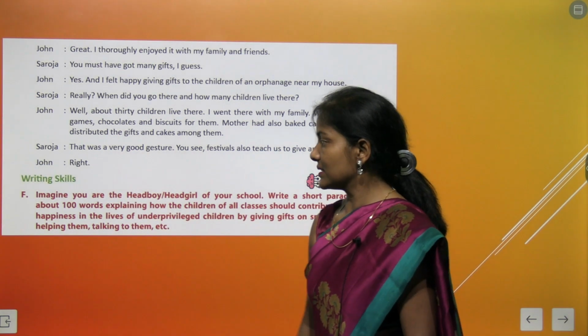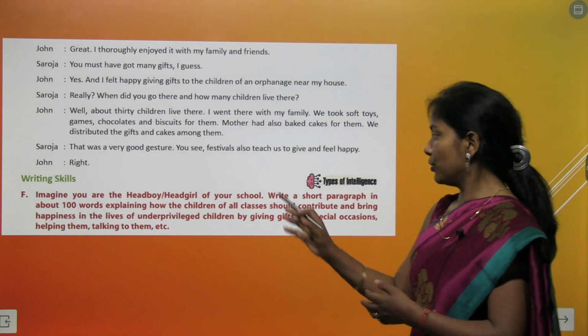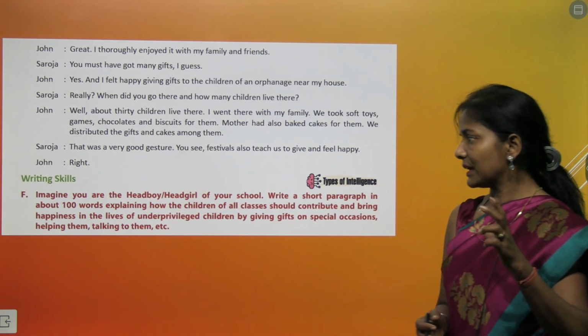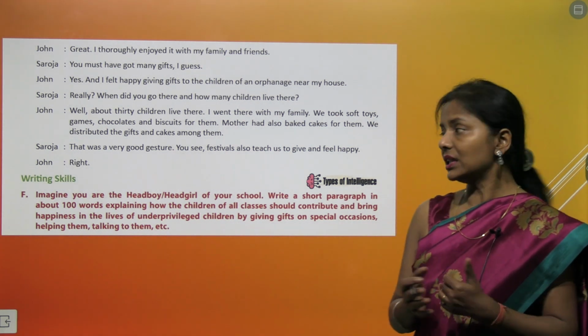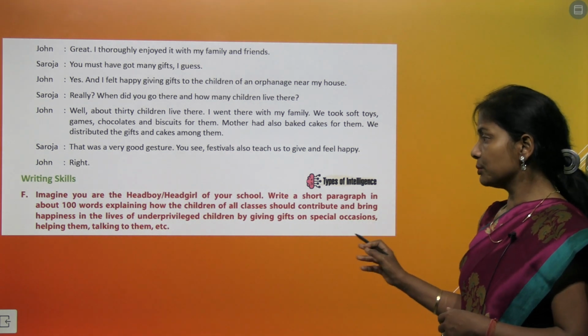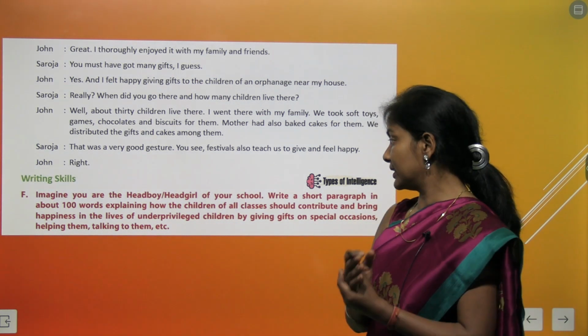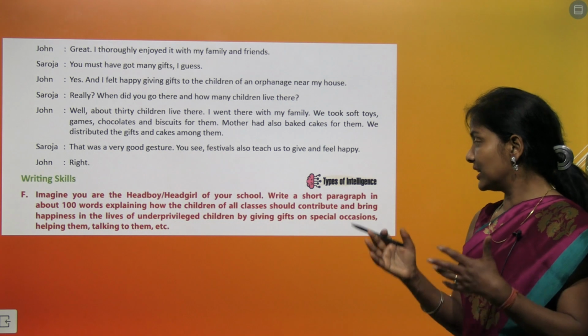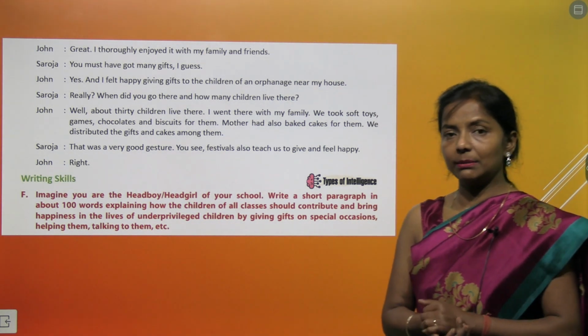Now the writing skills. Imagine you are the head boy or head girl of your school. Write a short paragraph in about 100 words explaining how the children of all the classes should contribute and bring happiness in the lives of underprivileged children by giving gifts on special occasions, helping them, talking to them, etc.